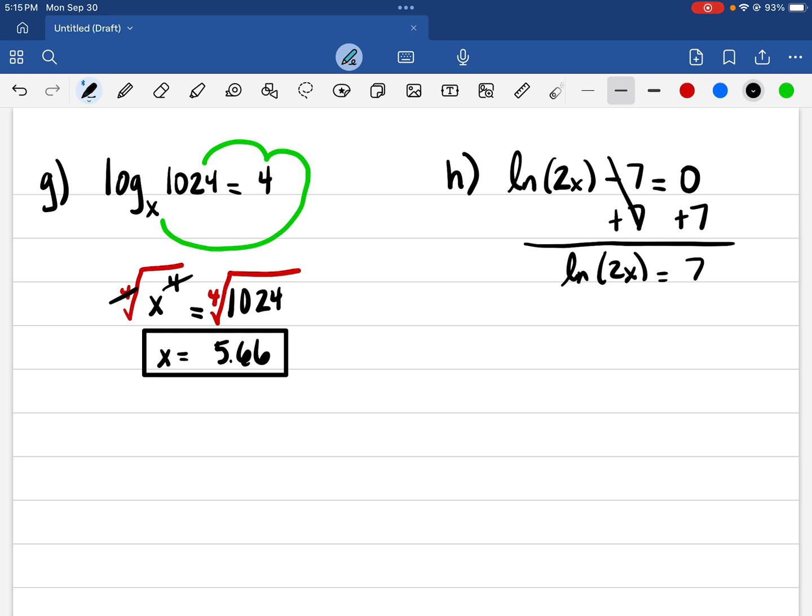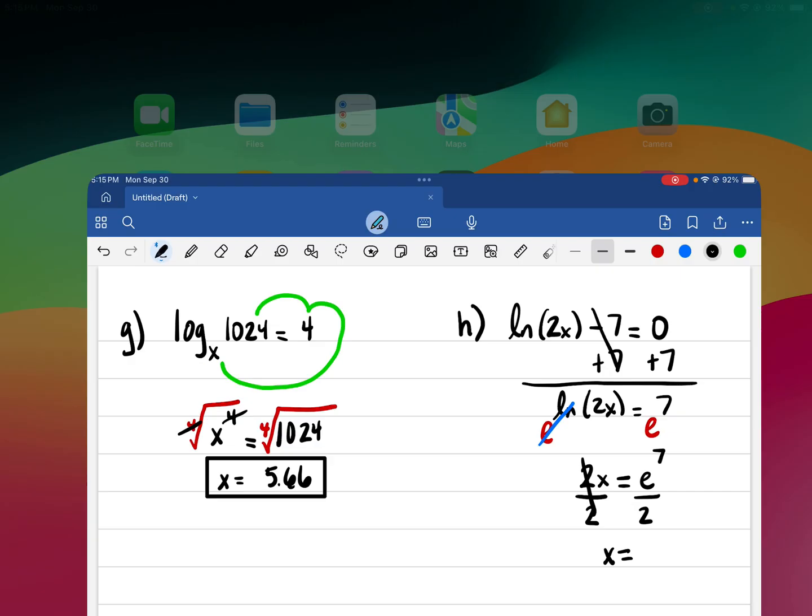And then at this point, because natural log is now by itself, to get rid of a natural log is to do base e on both sides, which allows e and natural log to cancel each other out, and that 2x comes down. And then on that right hand side, we have e to the 7th. And we want to get that x by itself, so it's 2 times x, so I do the opposite there and I divide. And we can have e to the 7th divided by 2.